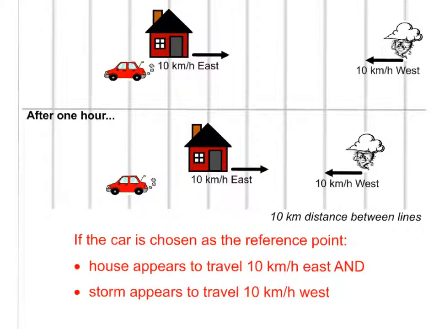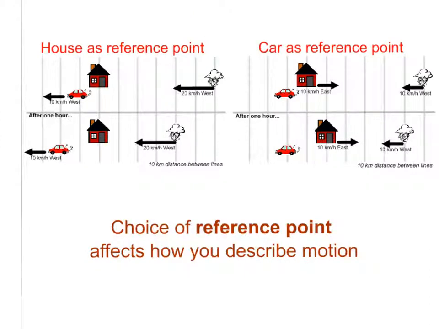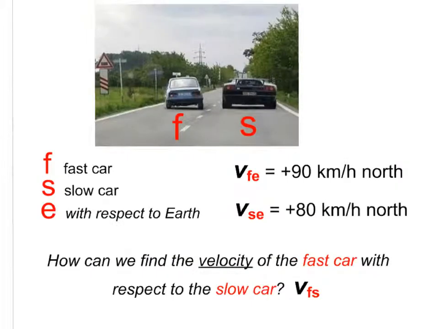What if we choose the car as the reference point? In that case, the house appears to travel 10 kilometers per hour east, and the storm appears to travel 10 kilometers per hour west instead of the 20 as before. Very different. Even though these are the same, if you look at this, the house as the reference point, and this, the car as the reference point, after 1 hour the total displacements of everything are the same. The choice of reference point, though, definitely affects how you describe the motion.